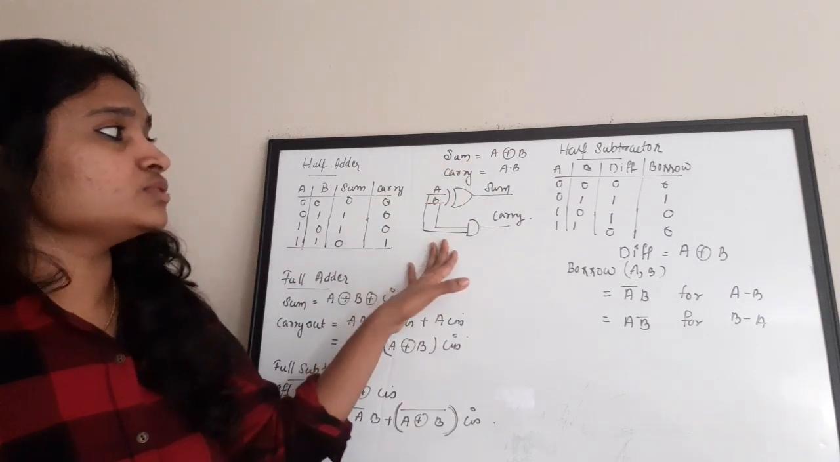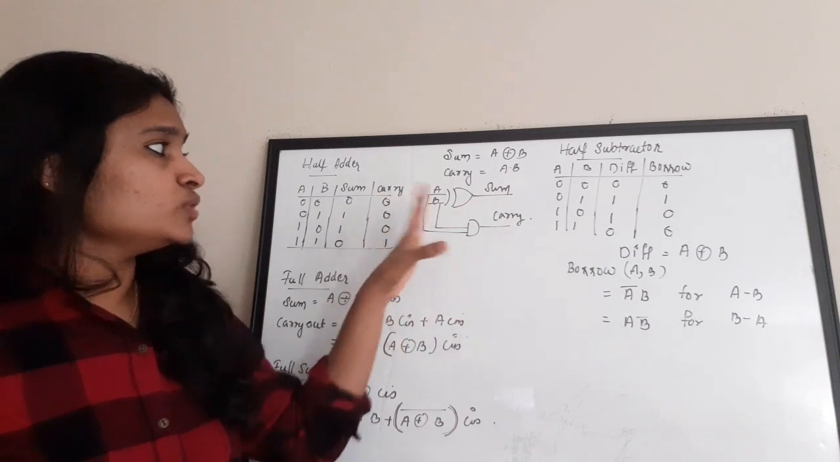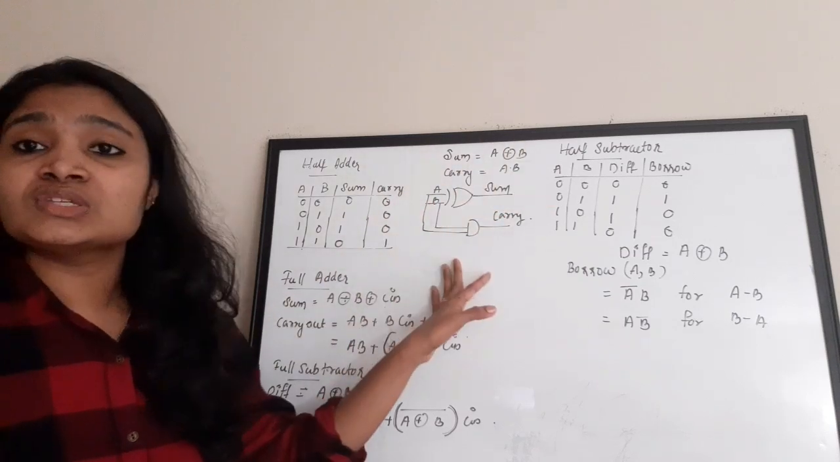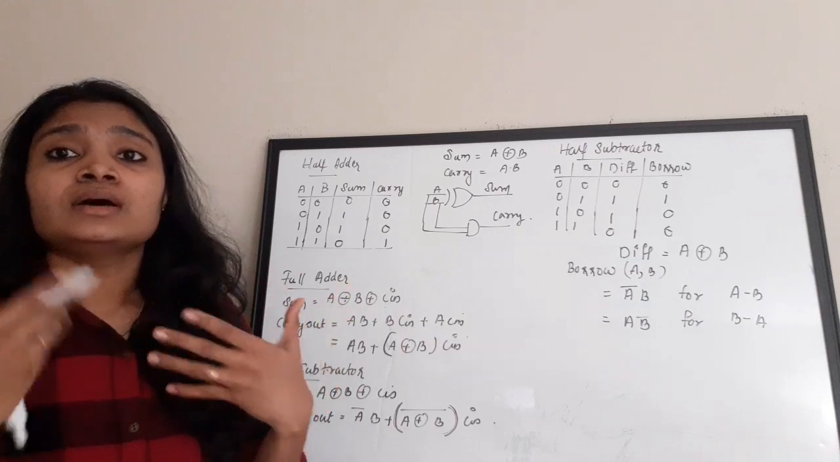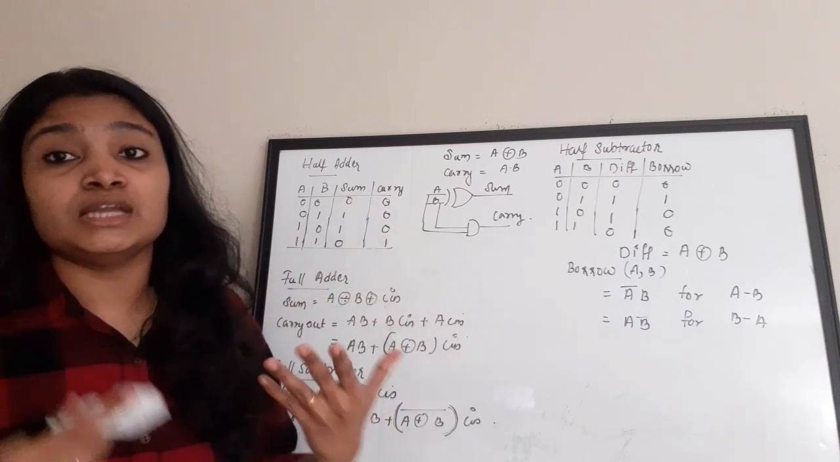And also you can draw the circuitry like this. You don't need to study this in detail, just draw this and keep it in mind. Sum is A XOR B, carry is A into B.